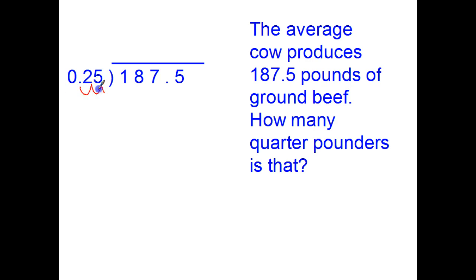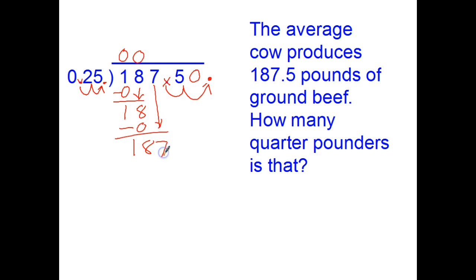Move my decimal 2 places to the right. Have to add one of those zeros in there again. How many 25s in 1? Does not go. How many 25s in 18? Still none. That's why it's really important to put the 0 above each number so that you don't get confused. How many 25s in 187? 25, 50, 75, 100, 125, 150, 175. That would be 7 of them.